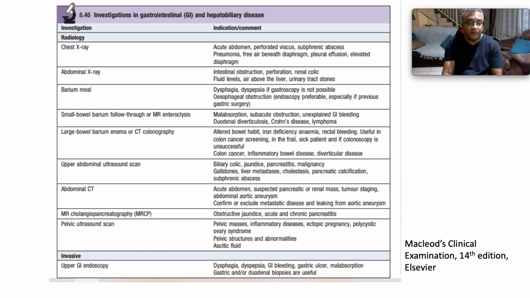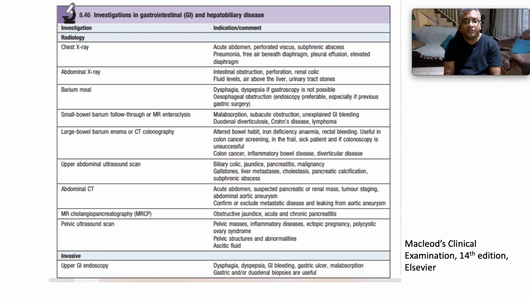Then we also have indications for small bowel barium follow-through, large bowel barium enema, or CT colonography. Upper abdominal ultrasound is indicated if you're thinking about biliary colic, jaundice, pancreatitis, or malignancy, if you want to see gallstones, liver mets, cholestasis, pancreatic calcification, subphrenic abscess. Abdominal CT is indicated in the acute abdomen, in suspected pancreatic or renal mass, if you want to stage a tumor, or if you're thinking about abdominal aortic aneurysm, to confirm the dimensions and the characteristics of it, which will obviously inform possibility of surgery.